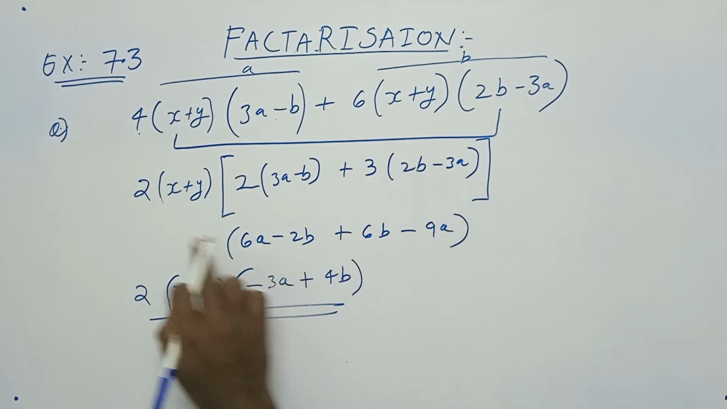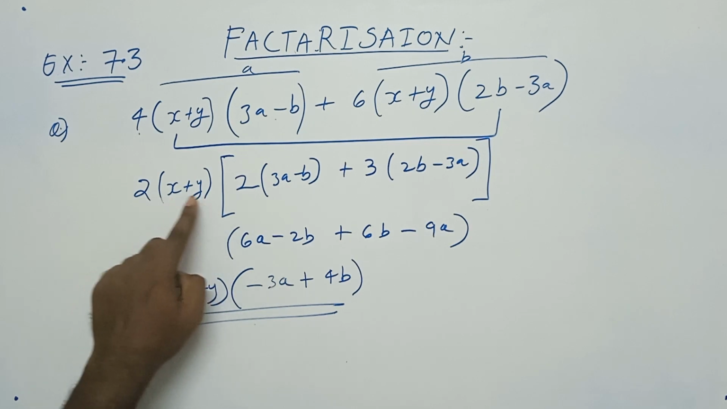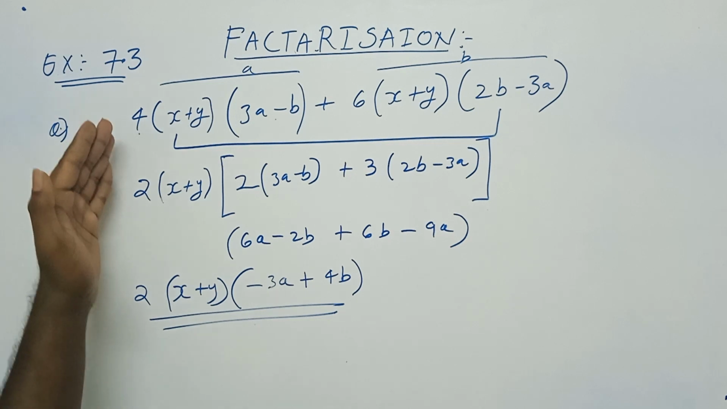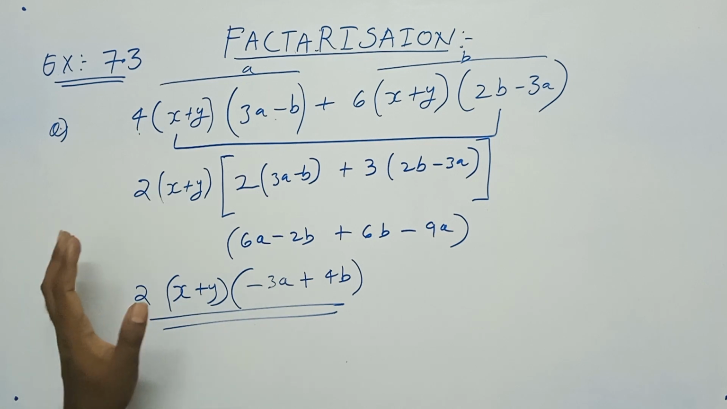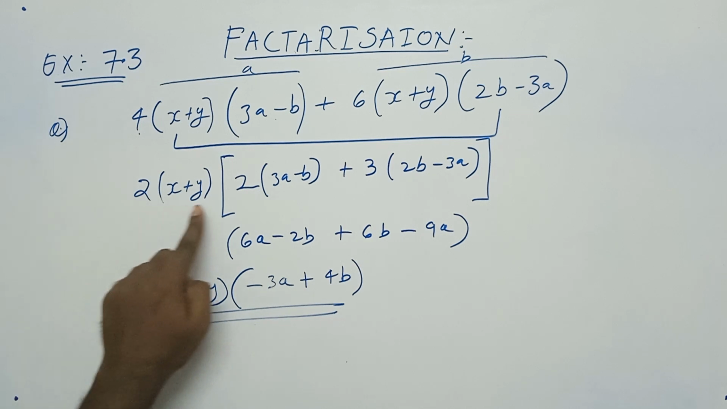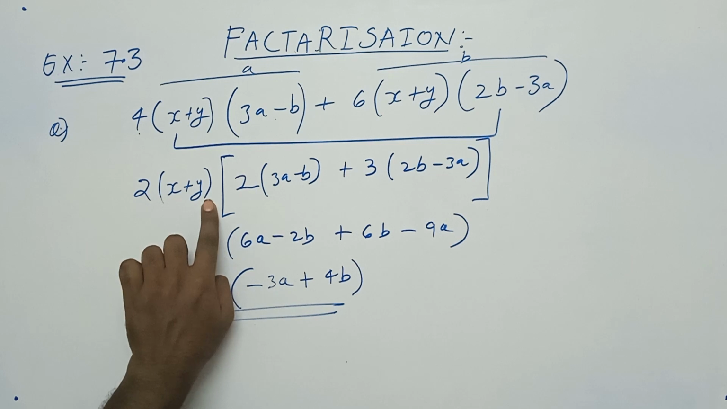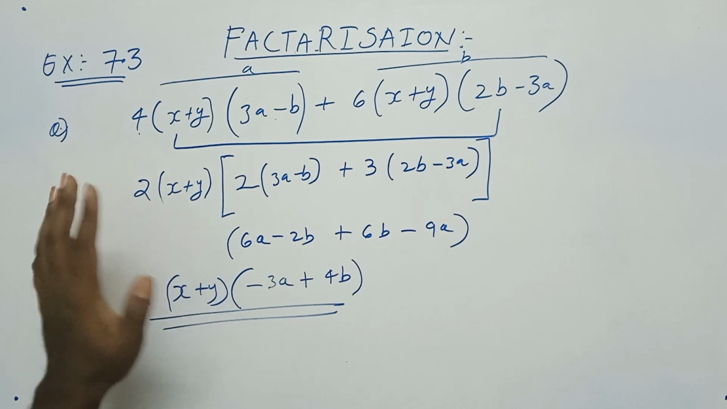In this problem we considered binomial as a common factor. Here we have x plus y, so we have two terms. That means we have taken a binomial as the common factor. We have used the same method as in the previous exercise, but the only change is that in the previous class the common factor, the HCF, was a monomial term, a single term, but here you have two terms, x and y. This is the only change.